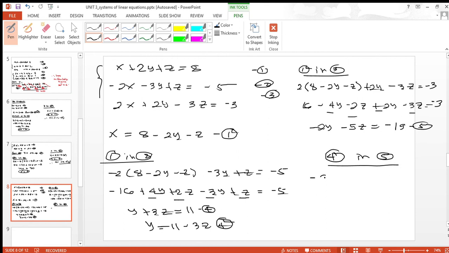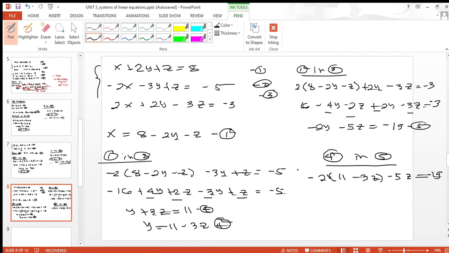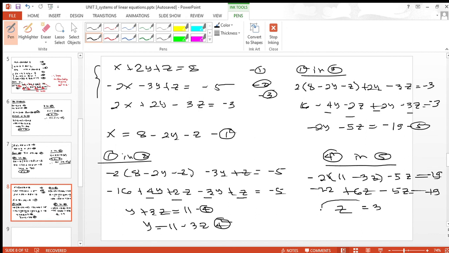So that becomes minus 2 times y, but y is 11 minus 3z, minus 5z equals minus 19, or that's minus 22 plus 6z minus 5z equals minus 19. So that gives us 6z minus 5z is z. This is minus 22, and transposing gives plus 22, this is minus 19. 22 minus 19 is 3. So z is 3, which is the same as the earlier example.